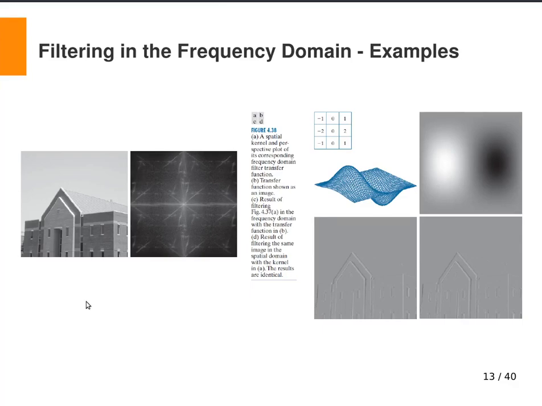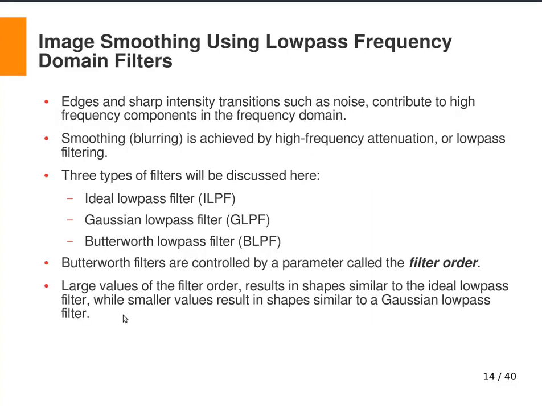So now that we saw this, let's just see how we can create filters for smoothing and sharpening. Edges and sharp intensity transitions such as noise contribute to high frequency components in the frequency domain. So in effect, smoothing or blurring can be achieved by high frequency attenuation or low pass filtering. Here we talk about three different types of filters.